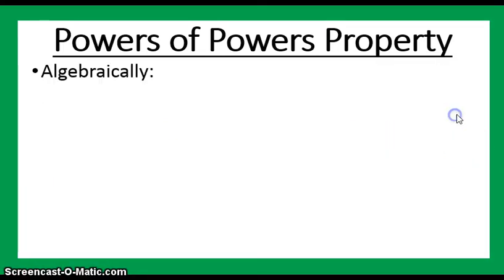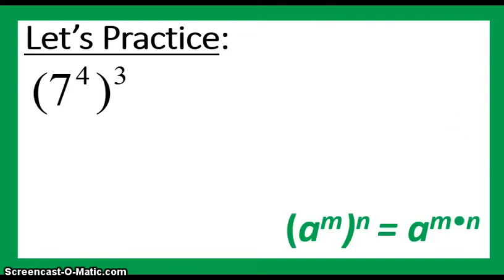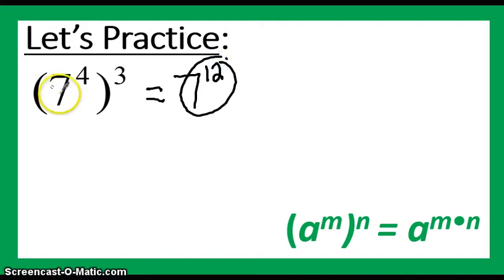Algebraically, we could say that it looks like a base number to an exponent to another exponent, and it will always equal that same base to the product of the exponents multiplied together. So let's look at some examples. Here's our rule to help us. We have 7 to the 4th to the third power. Since we have a power of a power, we will find the product of those exponents. So we'll have 7 to the 4 times 3, which is 12. The 7 to the 4th to the third power is equal to 7 to the 12th power.